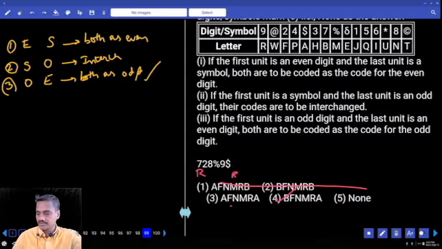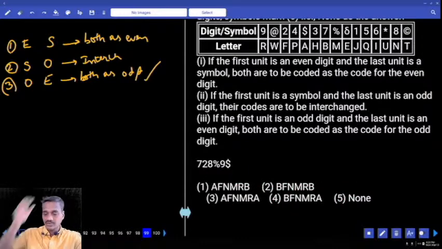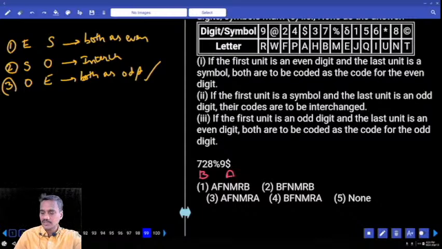And 99, 7, 2 and so on. First one is an odd number, and last is a symbol. Now no rule according to this one. Then 7, its code is B, and dollar, and its code is A. B and A must be the first and the last. B and A first and last is only in choice 4.